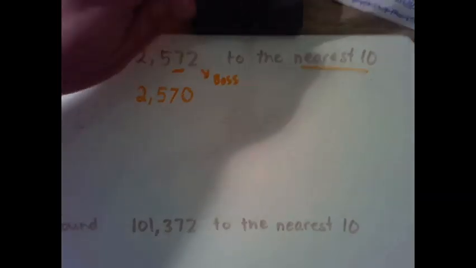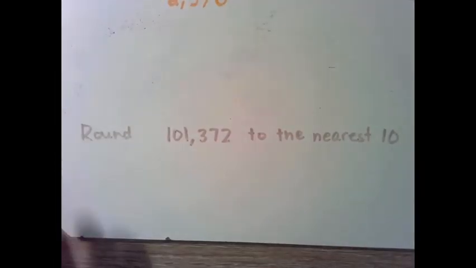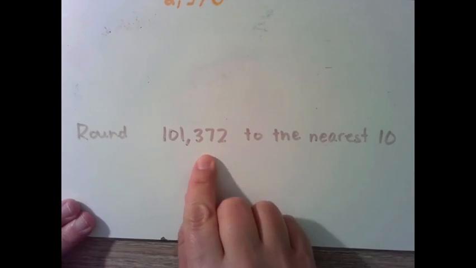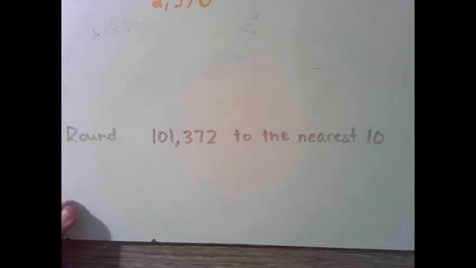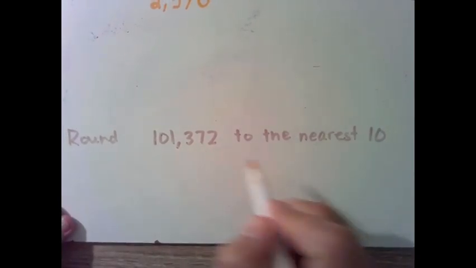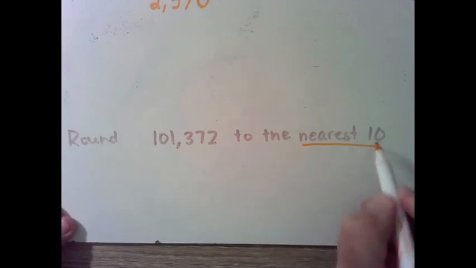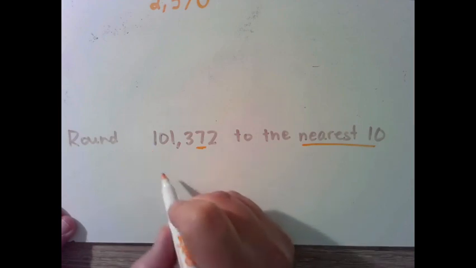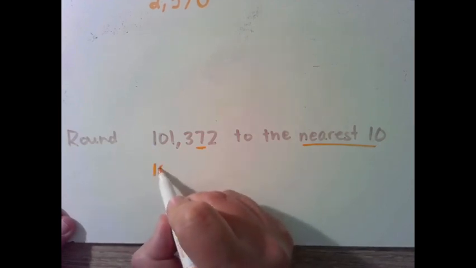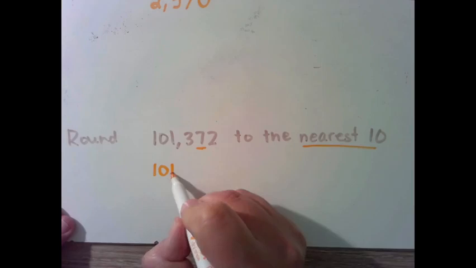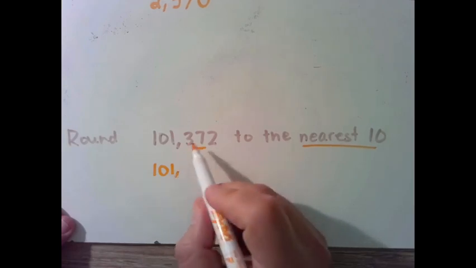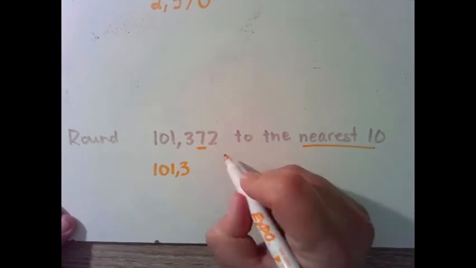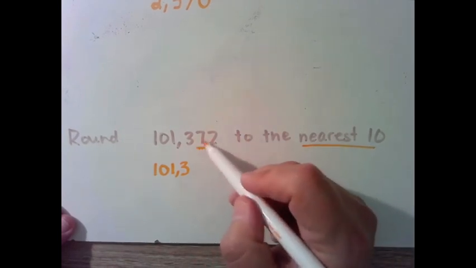with the boss method. So that one's down here. Okay, so again, we're rounding 101,372 to the nearest 10. So once again, we're putting our stop sign, since we're rounding to the nearest 10, in the tens place, which is our 7. So we're going to rewrite the 1, rewrite the 0, rewrite the 1, rewrite the comma, rewrite the 7, and then we stop. And again, we've got to decide what to do with that 7.